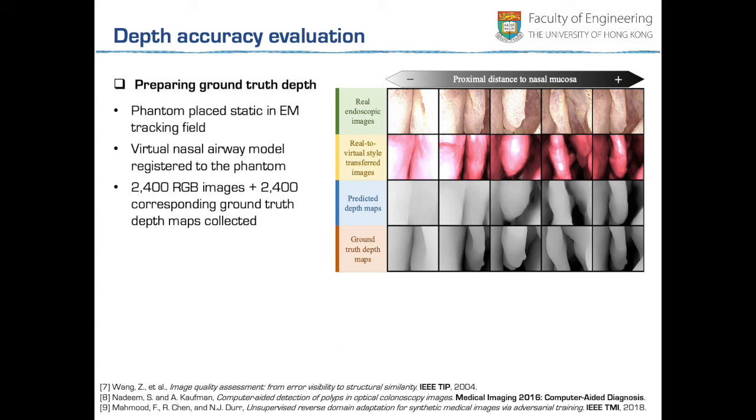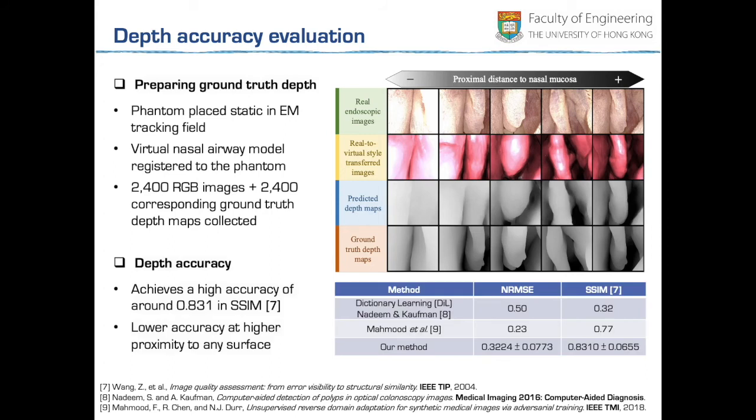So after achieving 3D annotation with predicted depth, we carried out both quantitative and qualitative evaluation on depth accuracy and stability. Regarding depth accuracy, we firstly registered the virtual 3D nasal airway model onto the 3D printed phantom, which was placed as static inside the EM tracking field. Ground truth depth maps were then captured based on the structure of the registered virtual model, while corresponding endoscopic RGB frames were also captured simultaneously.